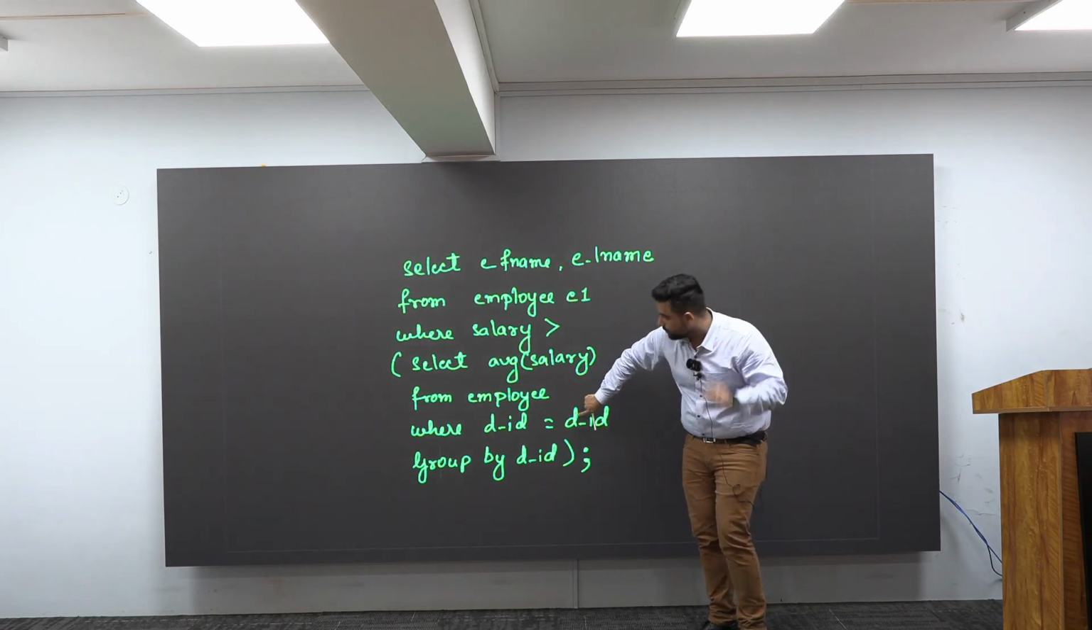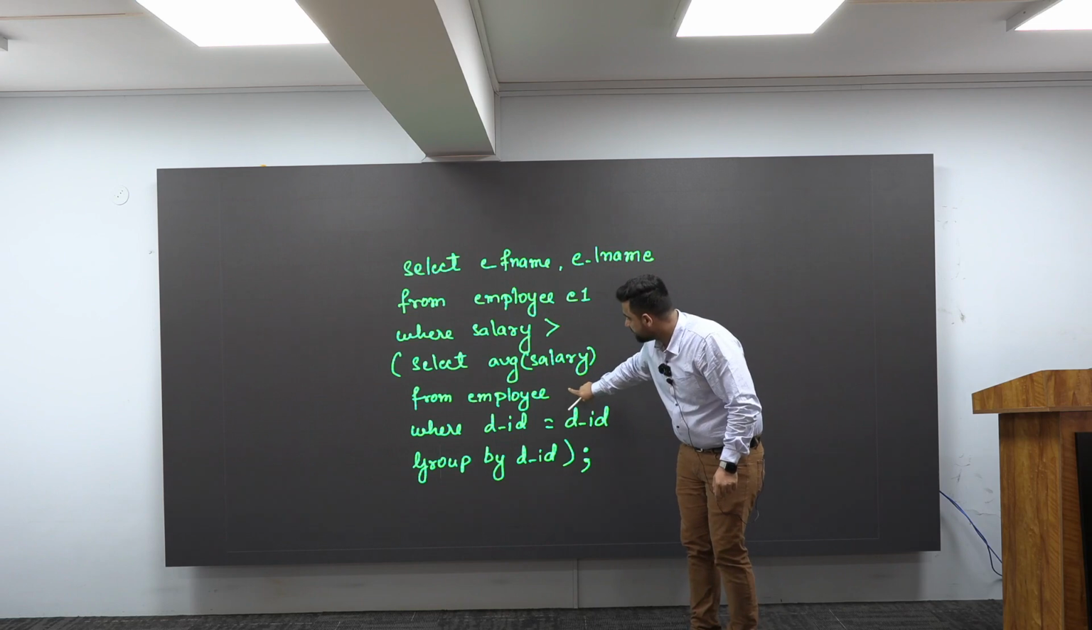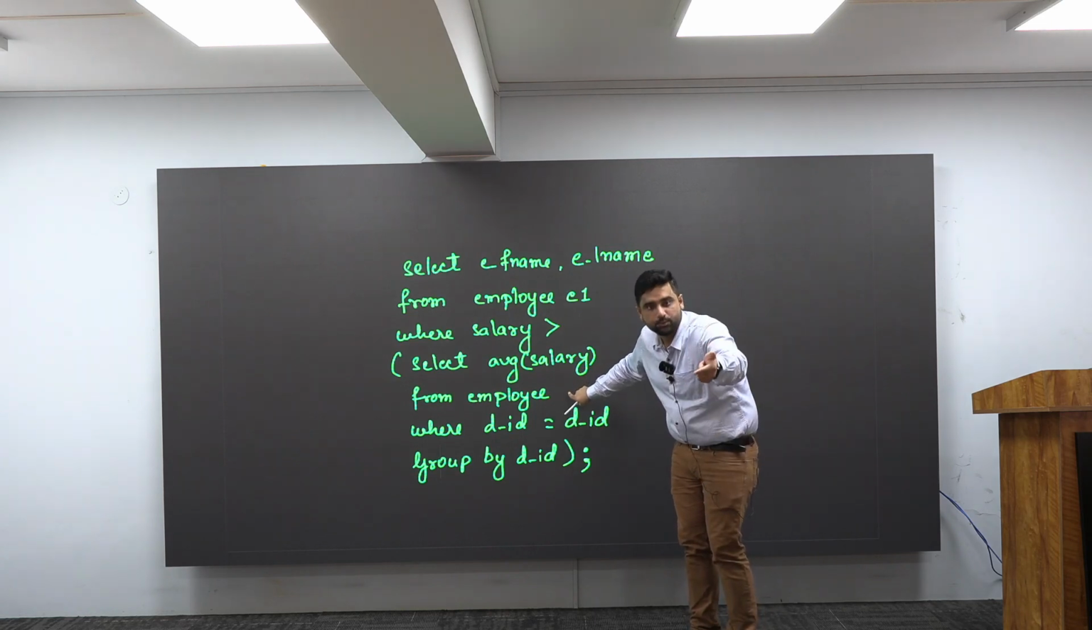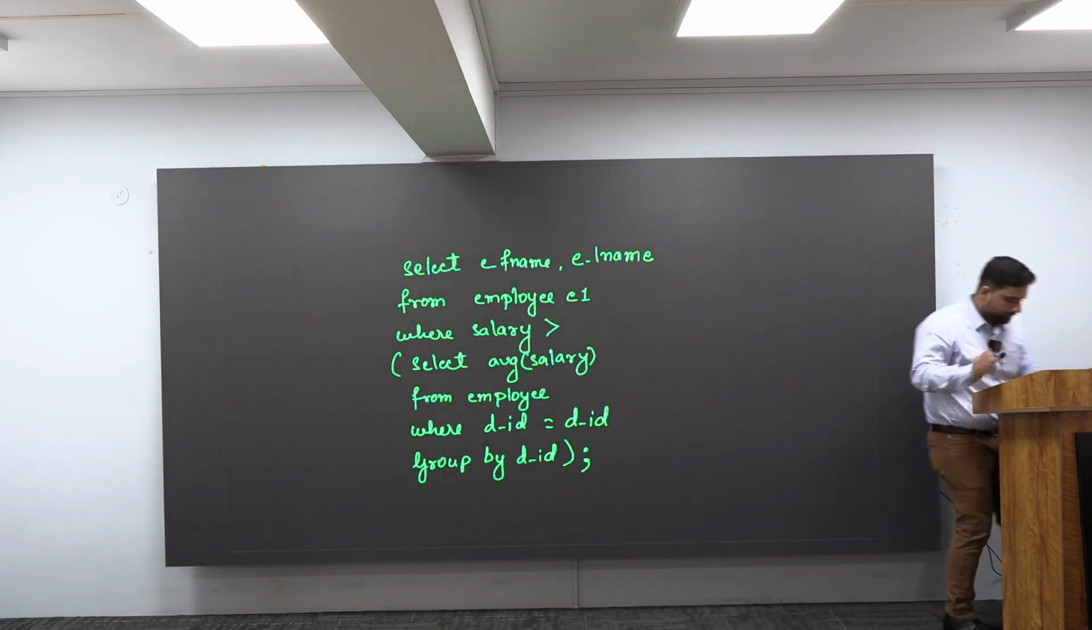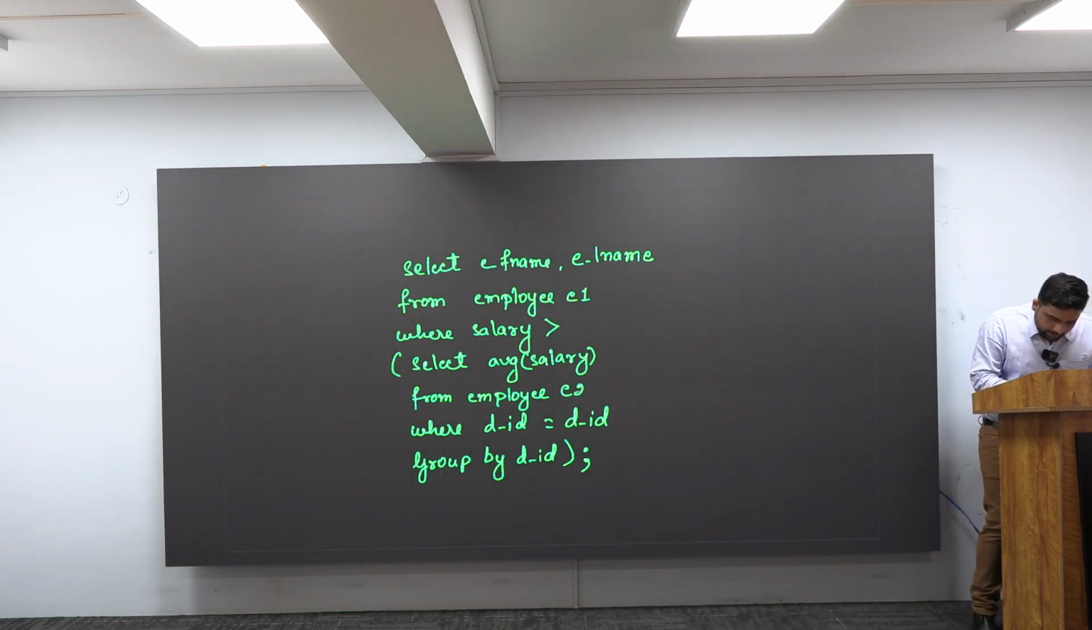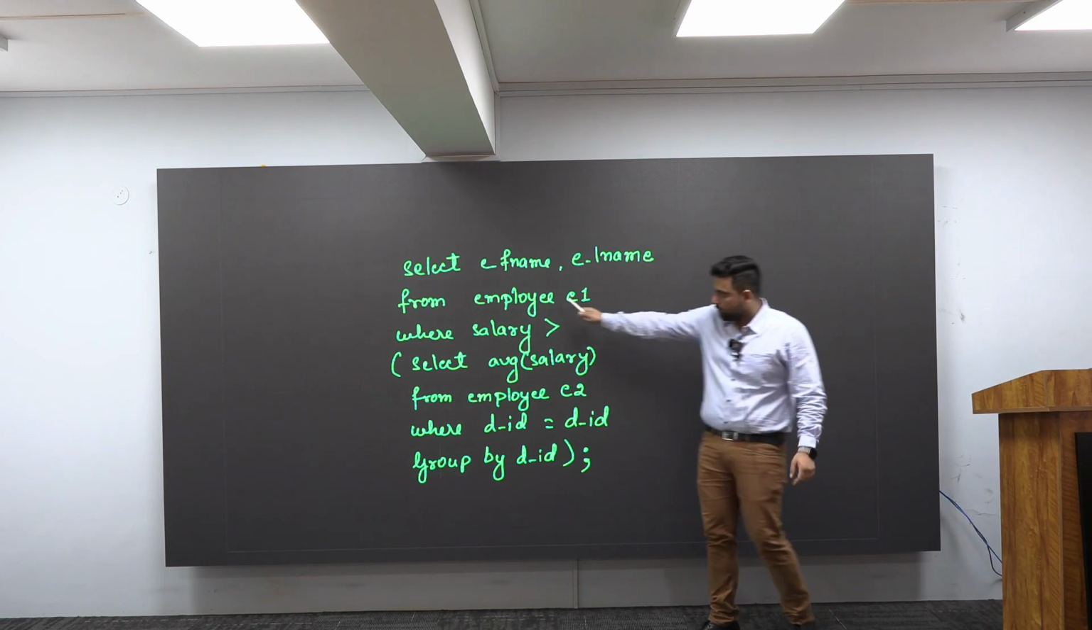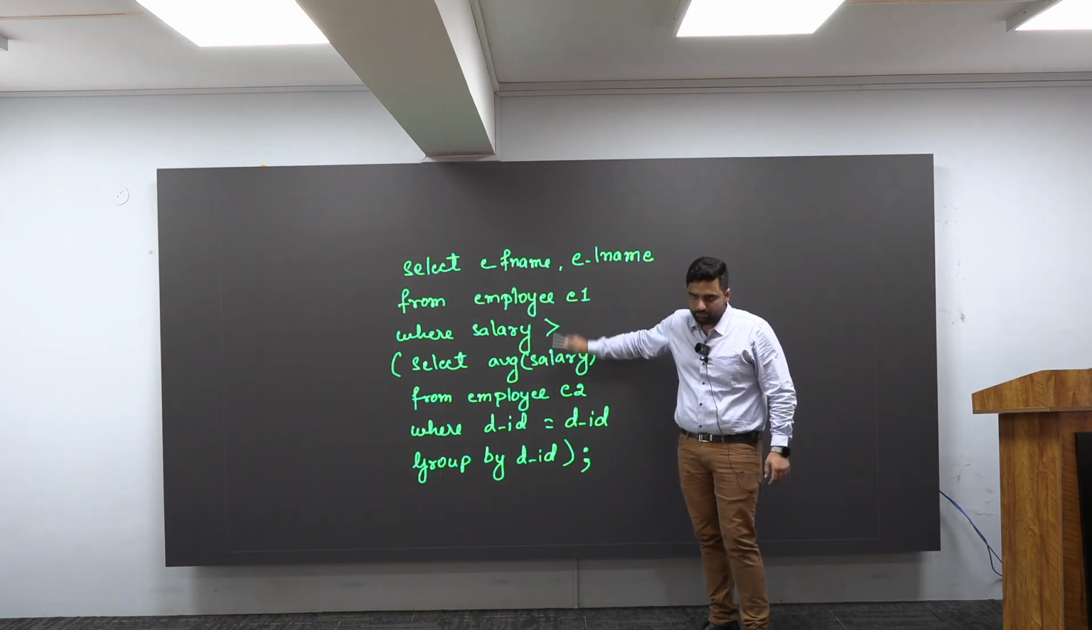So what I will do? For this employee table, I will give another name, which is E2. And here you can put AS also. If you want to put AS, you can put it.